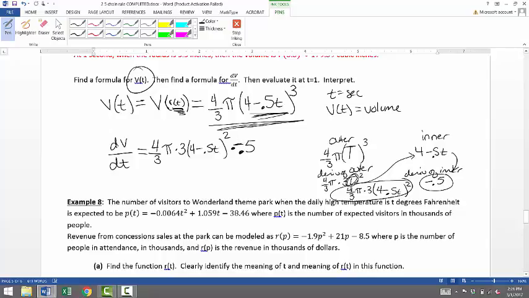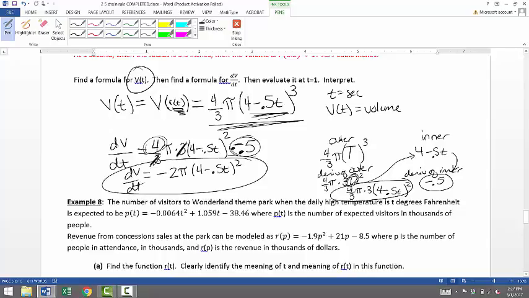We can do a little simplifying here. 3 in the denominator cancels with 3 in the numerator. 4 times negative 0.5 will just give us negative 2. So I'm going to write negative 2, and then there's pi, and then (4 minus 0.5t) squared. So there's dV/dt, the derivative of volume with respect to time. And it asks us to go ahead and plug in t equals 1 and interpret.